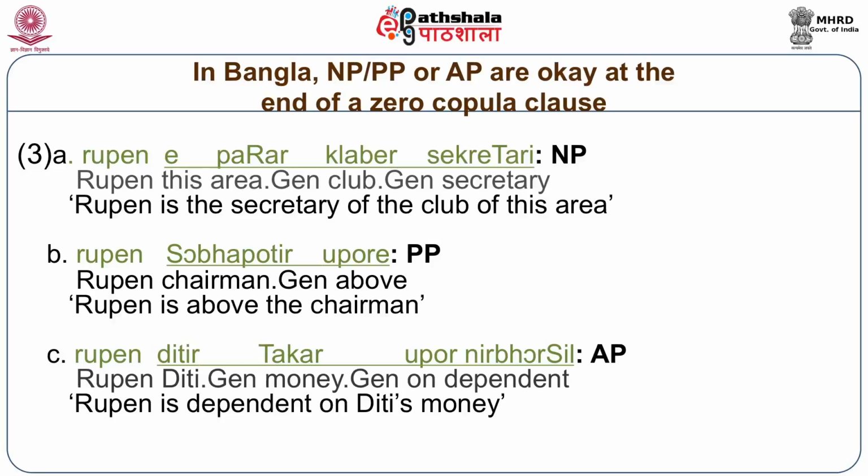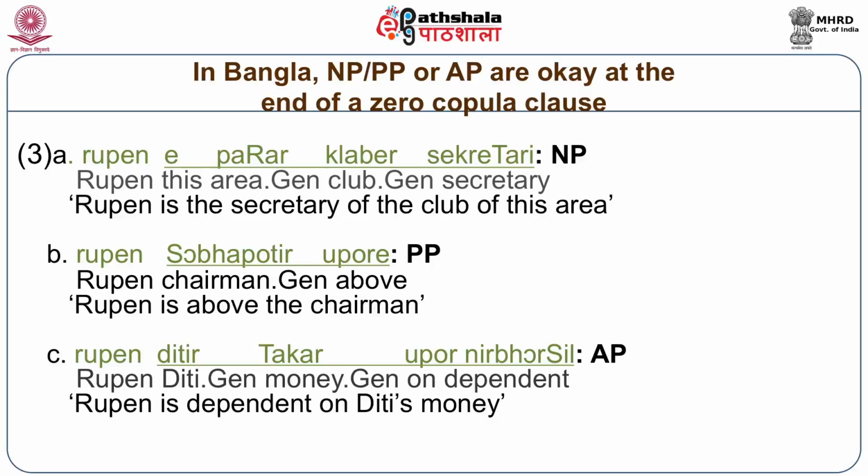Consider the so-called verbless sentence or zero copular construction in Bangla, which you don't get in Hindi Urdu. Bangla has sentences like Rupen a parar club secretary. Rupen this area's club secretary, meaning Rupen is the secretary of the club of this area. Without a verb to be, there is no is in the sentence. There is no word in the sentence that means is. Now in this sentence, what is on the right of Rupen is a noun phrase.